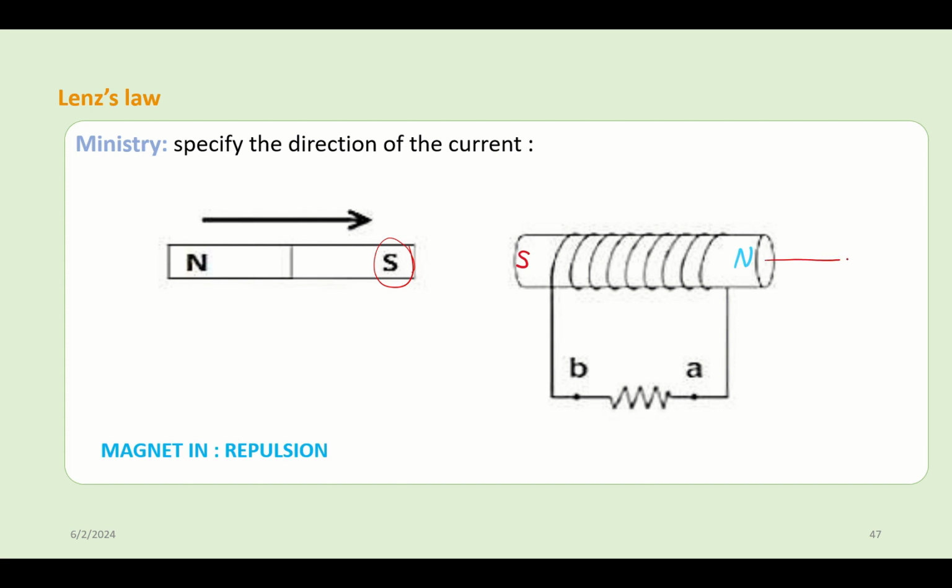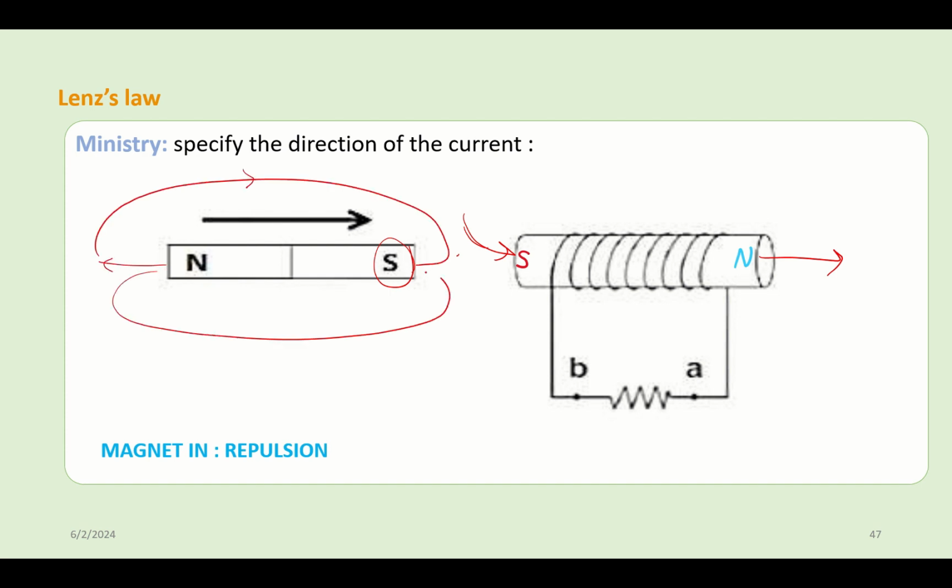The magnetic field here will be in the opposite direction of the original one. So south like this, and north like this. And here it would be going like this, out of south into north. So it would be in the opposite direction of the original one.